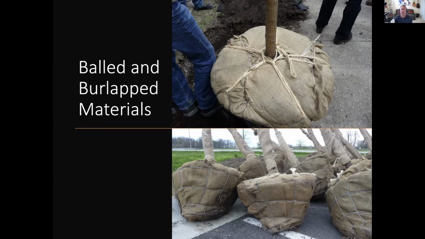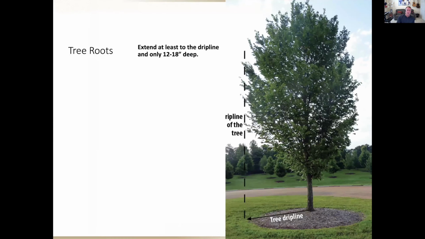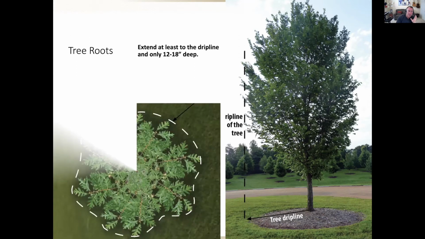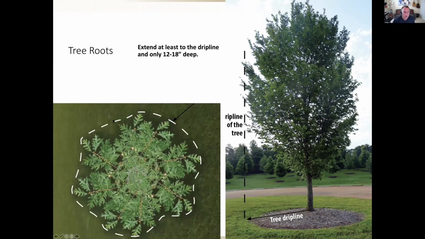A 2.5 to 3 inch caliper tree can weigh anywhere between 250 and 400 pounds. So not easily planted for most people. One of the more significant issues is considering the root zone. Now, a little bit of refresher on tree roots. Remember, they extend at least to the drip line, and we also know that they can go 2 to 3 times past the drip line of the tree, where you can see it growing here.